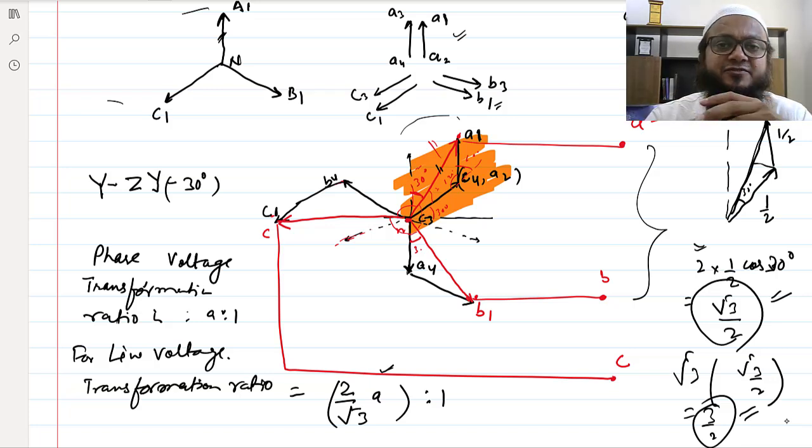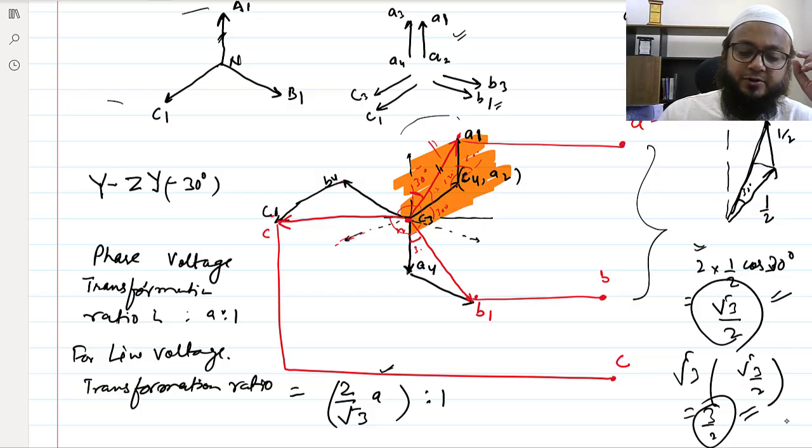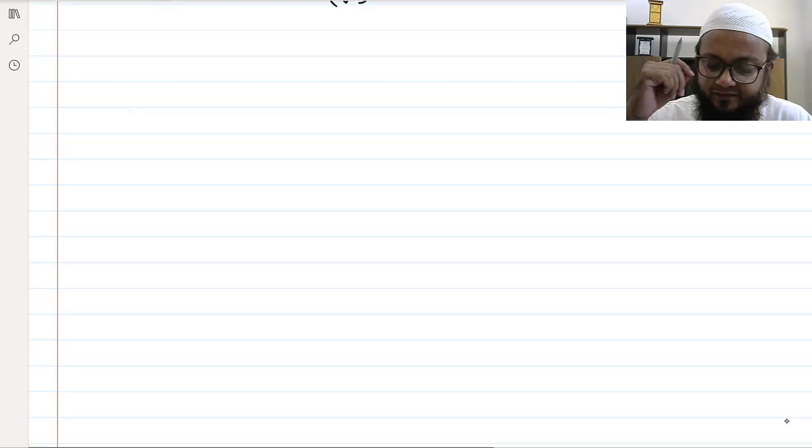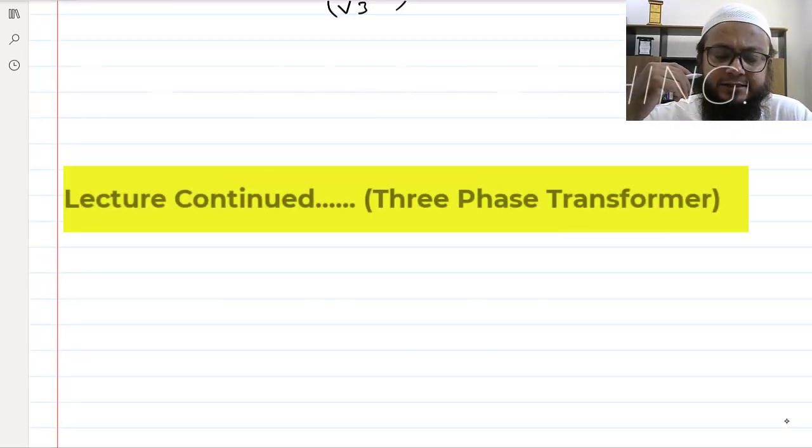And this zigzag transformer, we said that we use it in power electronics circuits, basically in rectifier circuits. There we use it for suppressing the harmonics as well, which I am not taking here. Now we will talk about some general discussion and some problems associated with 3-phase transformer.